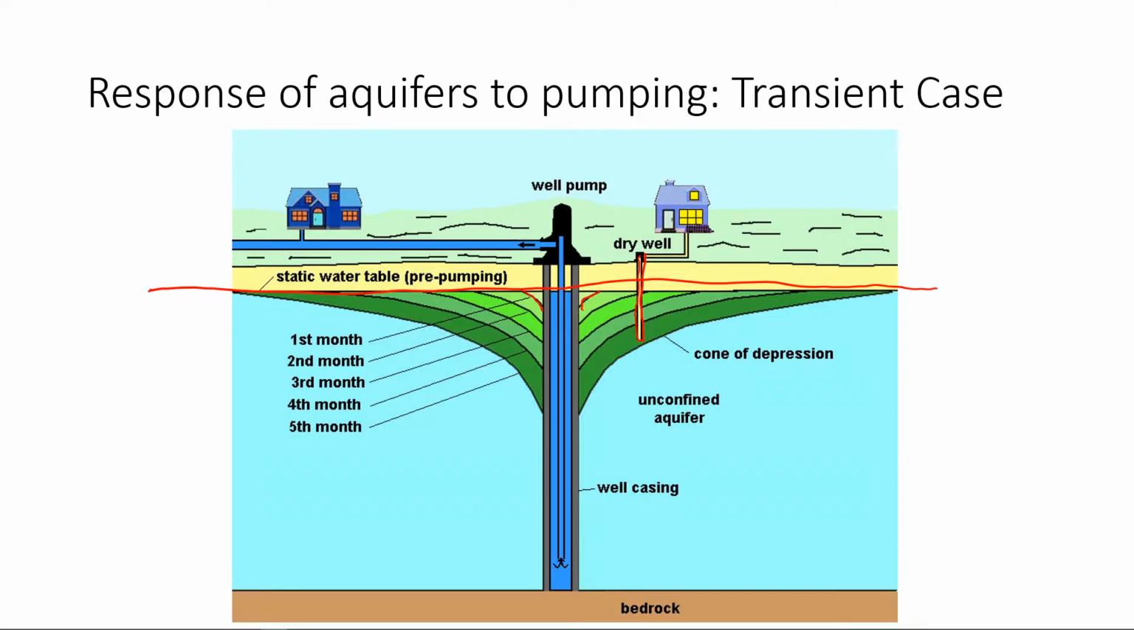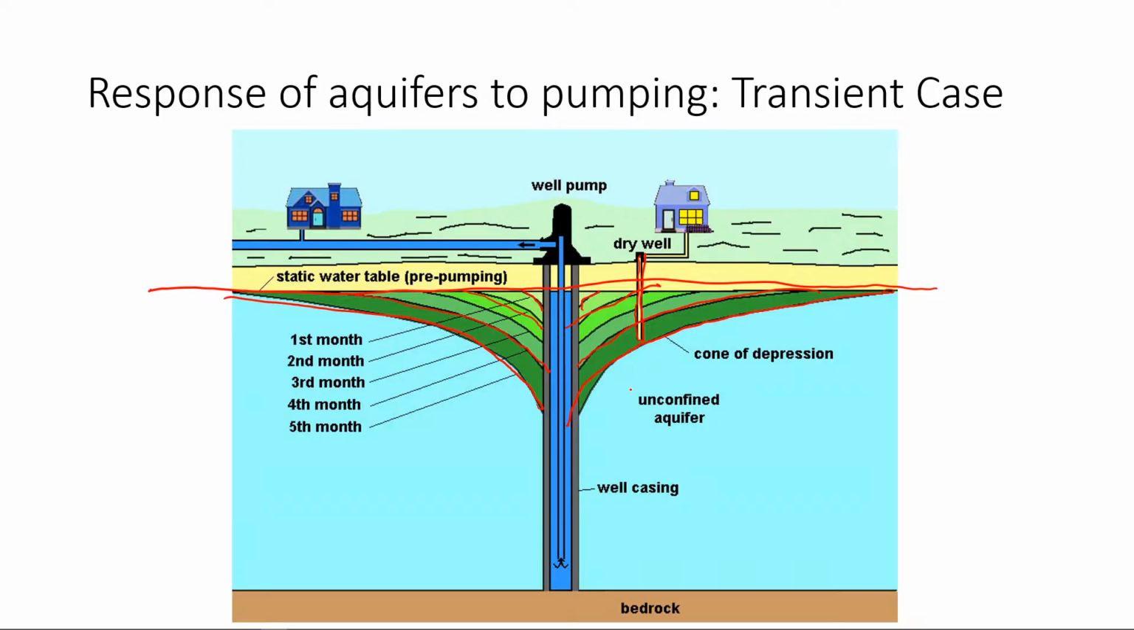After 2 months, that would be the drawdown. You are still getting some water. After 4 months, you are still tapping into some water. But after 5 months, that is the new groundwater table. Now this is the cone of depression, and this is your new water table. This will become a dry well.